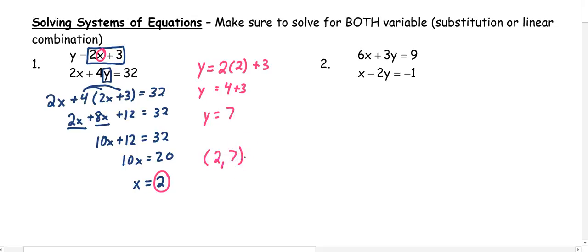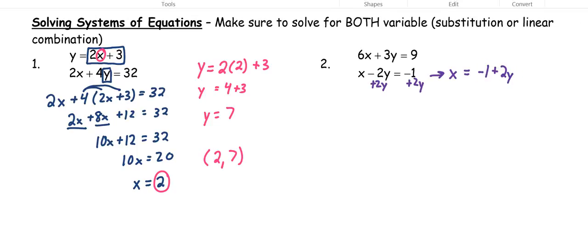Now, number 2 is still a substitution problem. That method can be utilized, but we have to do one step first. We need to get the x or the y by itself on one side of the equal sign. The first equation is hard because it has a 6x. The second equation, though, is just x minus 2y. So we need to move the 2y away from the x. We're going to add 2y to both sides. So x equals -1 plus 2y.